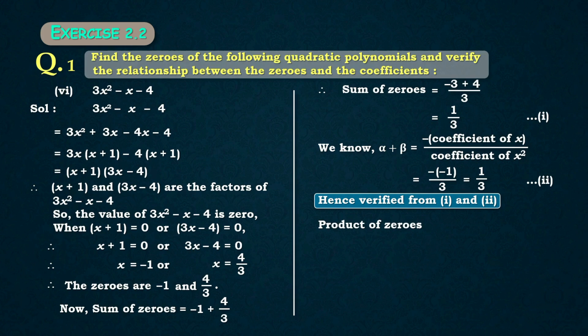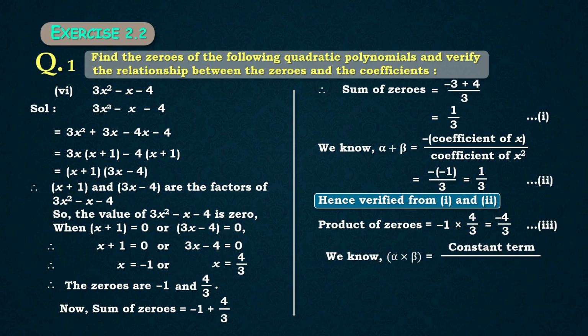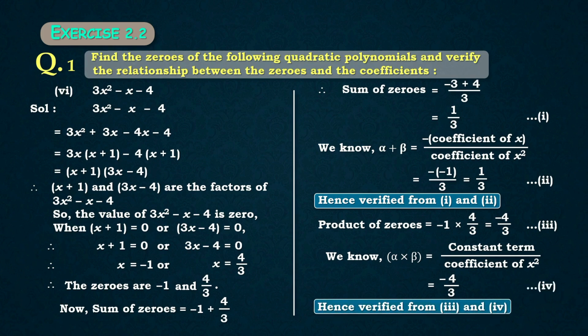Now let us find the product of the zeros. Minus 1 multiplied by 4 by 3 equals minus 4 by 3. According to the formula, the product of zeros is equal to the constant term divided by the coefficient of x squared. The constant term is minus 4. The coefficient of x squared is 3. So minus 4 divided by 3 equals minus 4 by 3. Both values are equal. Hence, the second relationship is also verified.